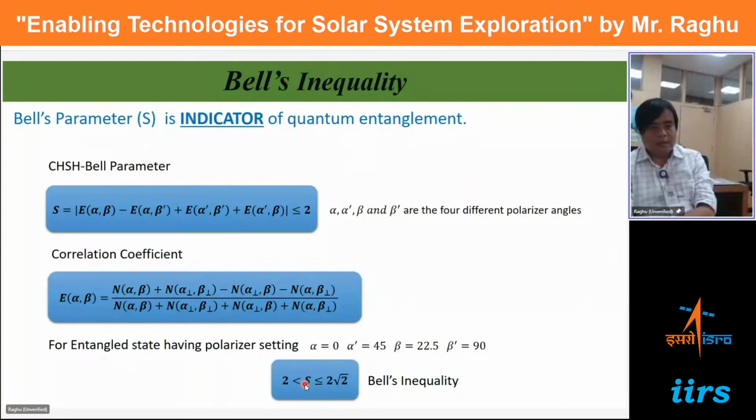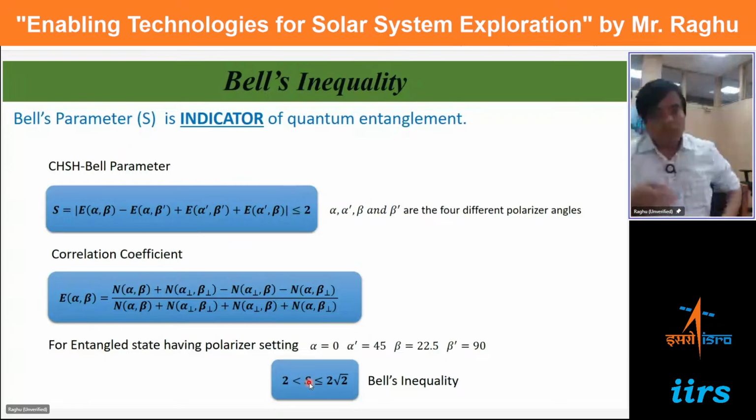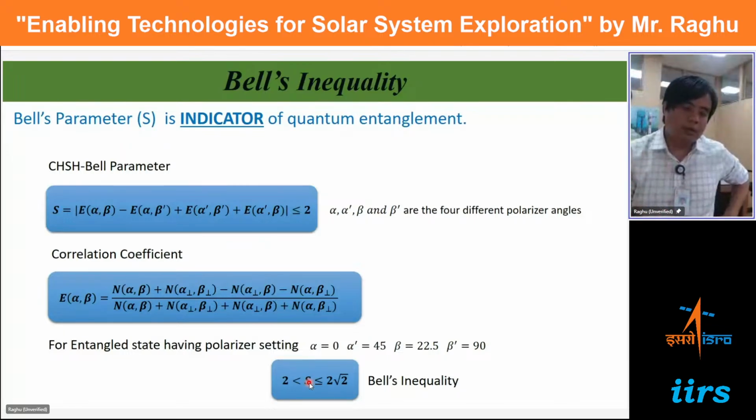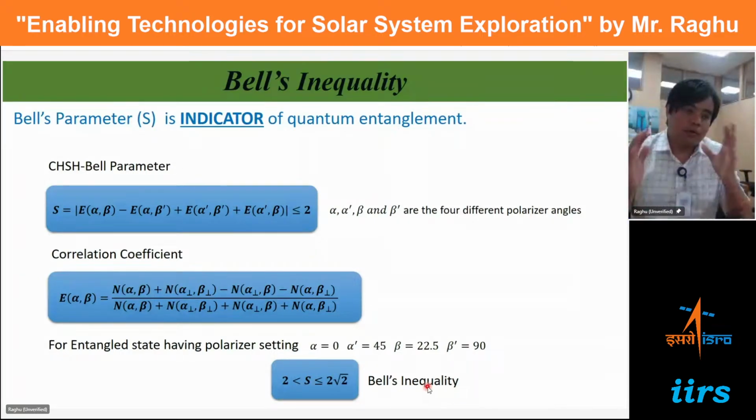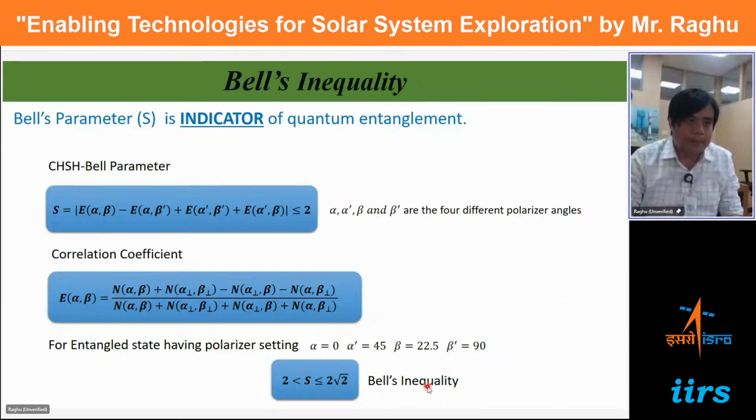So when you measure this kind of correlation, as I told you, entanglement is nothing but a superposition as well as a correlation. When you measure the correlations, if this correlation parameter is more than 2 and less than 2 root 2, then the photons are entangled. Okay.